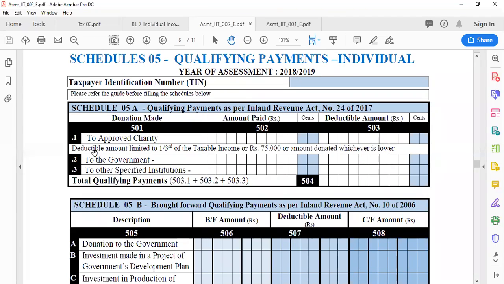Here, to the approved charity, the deductible amount is limited to 1/3 of taxable income or 75,000 or amount donated, whichever is lower, right? You have to compare 3 values: 1/3 of taxable income, 75,000, or the actual amount of donation. You compare the 3 amounts and choose the lower value. And to the government, 100% allowed. Therefore, there is no limit for that deduction, right?